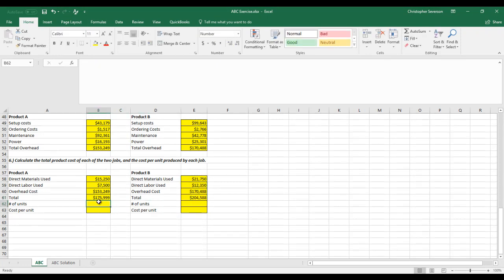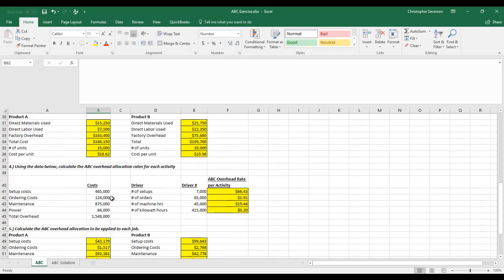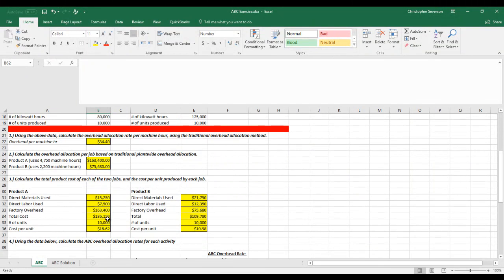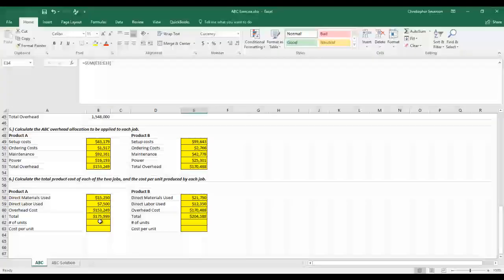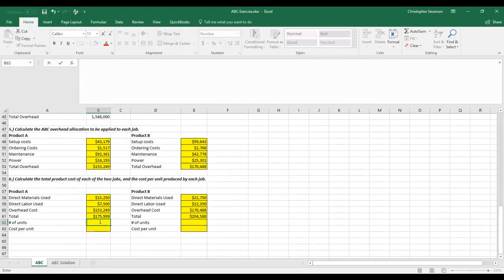So now notice, under ABC, product B costs more in total by a fair margin, $25,000 more, whereas under our initial method, product B cost quite a bit less than product A. So the fact that we have this new data to analyze has switched things around quite a bit. But let's go ahead and get the number of units, which if you remember was just 10,000 for each product. So if we do a cost per unit by dividing the total cost by the number of units, we're going to see that product B costs more per unit.